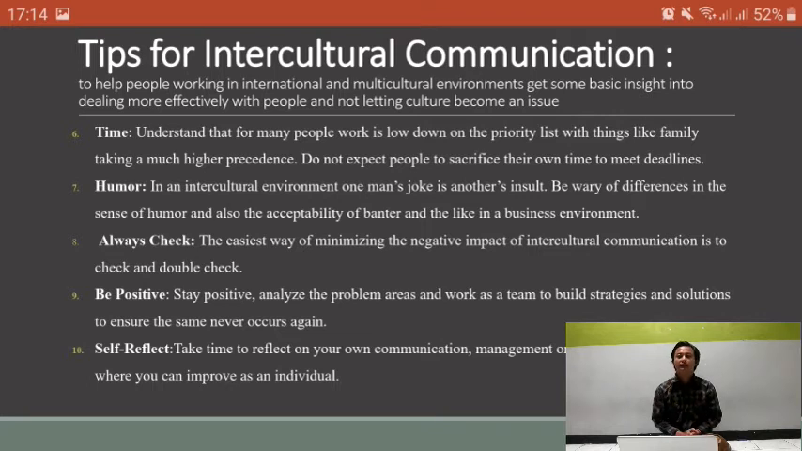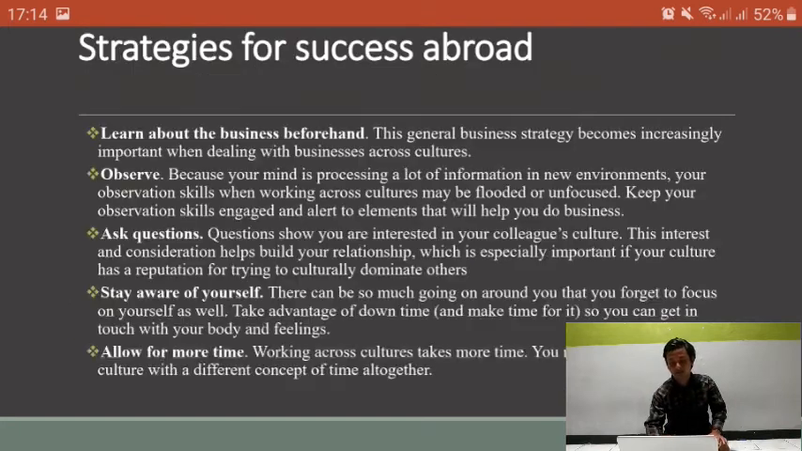The next is be positive. Stay positive, analyze the problem area, and work as a team to build strategies and solutions to ensure the same never occurs again. The 10th, that is self-reflect. Take time to reflect on your own communication, management or motivation style and see where you can improve as an individual. Next is, in this material, we have strategies for success abroad.